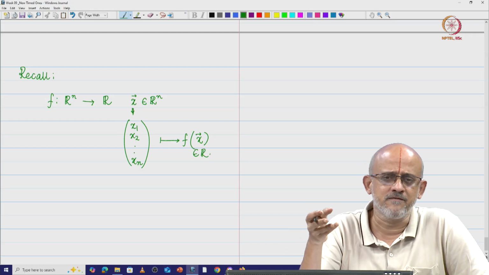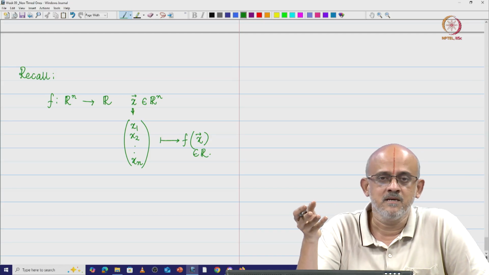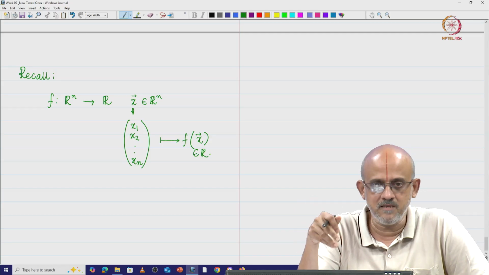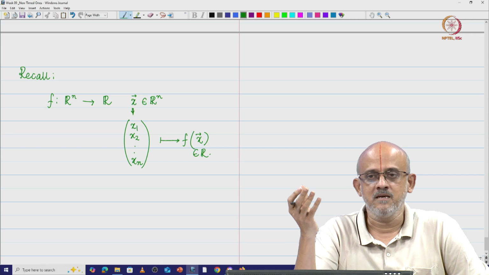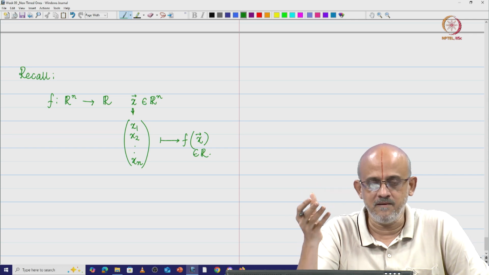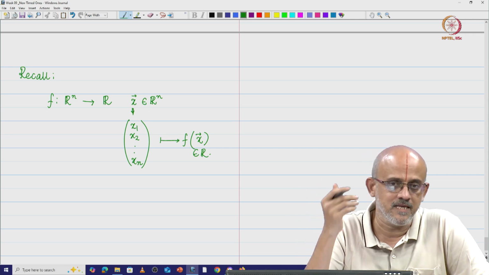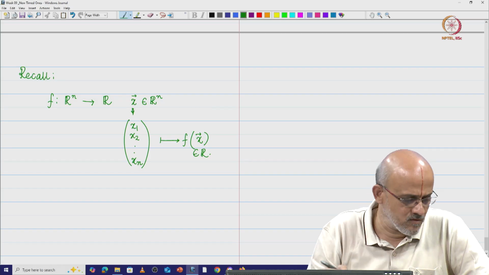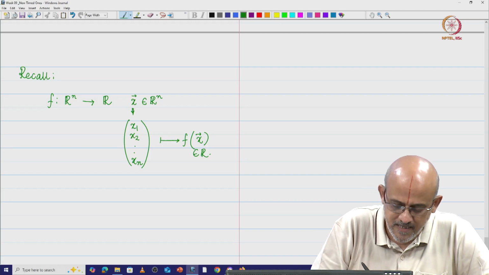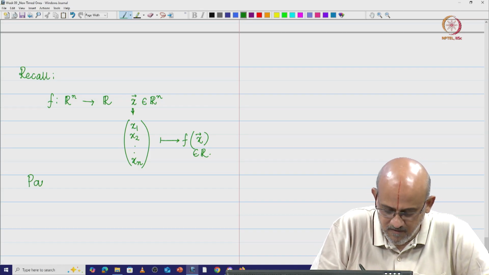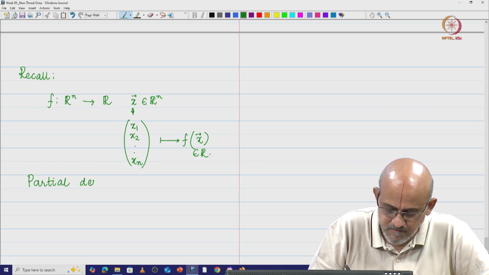And we took the example of the norm of a vector. We said that the squared norm of a vector is basically a function which takes n components or n variables and then gives you a real number, that is the length of the vector. And we said that, look, we defined the partial derivatives as the following.